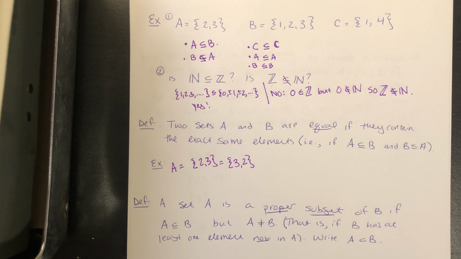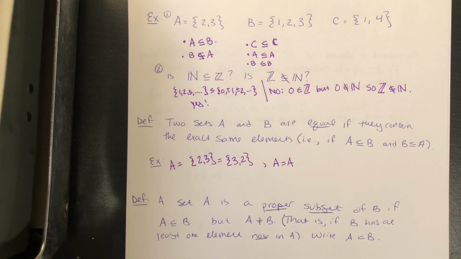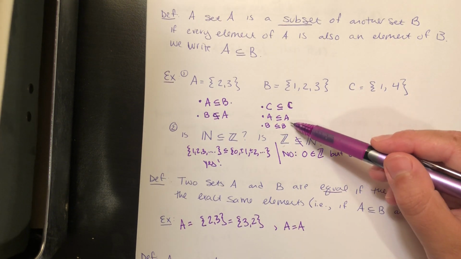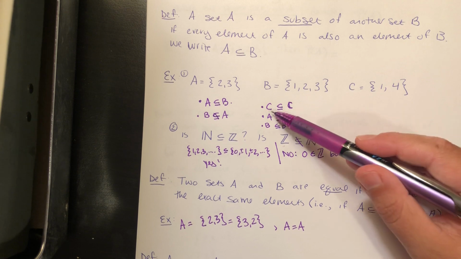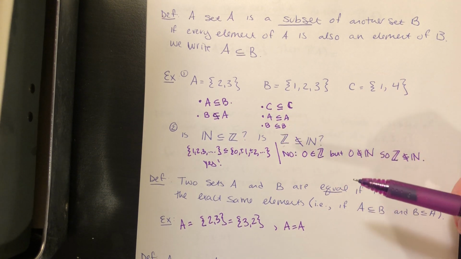Okay, so we don't have any other examples on here of two sets that are equal, although you could say something like A is equal to A or B is equal to B, etc. But in particular, we have that for all of these three examples here of subsets, it's also the case that they're equal to each other. C is equal to C, A is equal to A, and B is equal to B.